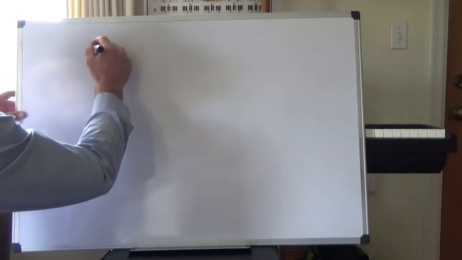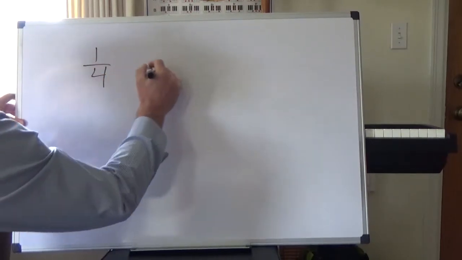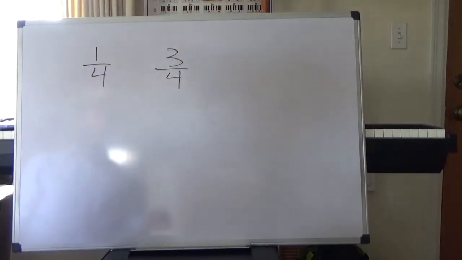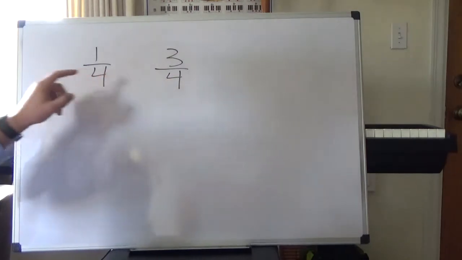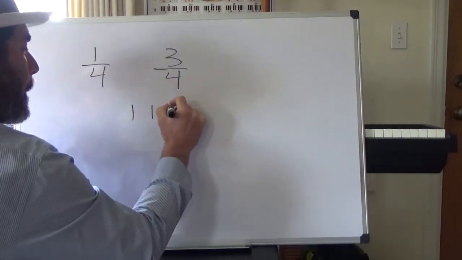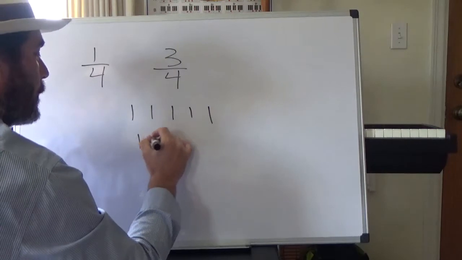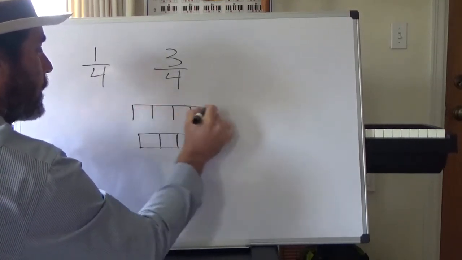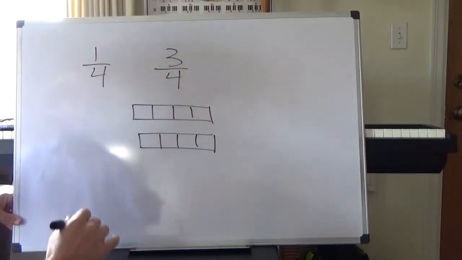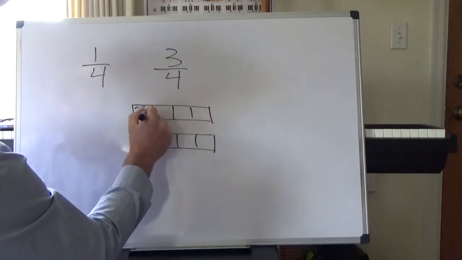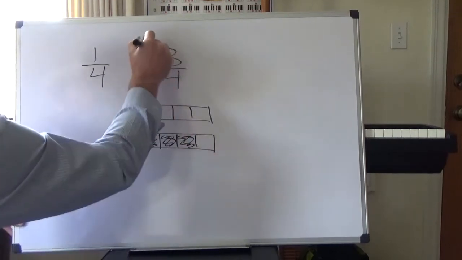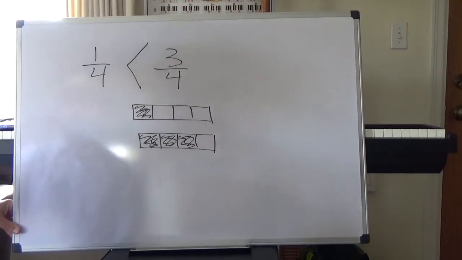Let's see. Is 1/4 less than or greater than 3/4? Well, in this case, we have the same denominator. So I could draw a pretty simple picture here, and I'll draw 2 of these. Notice again that my start point and end point is relatively the same. These are the same sizes. If I have 1/4 up here, and then I have 3/4, we can see that 3/4 is greater than 1/4.